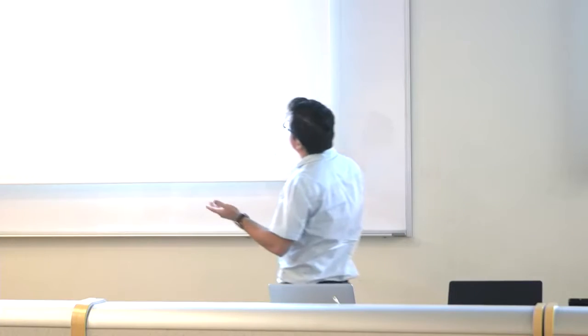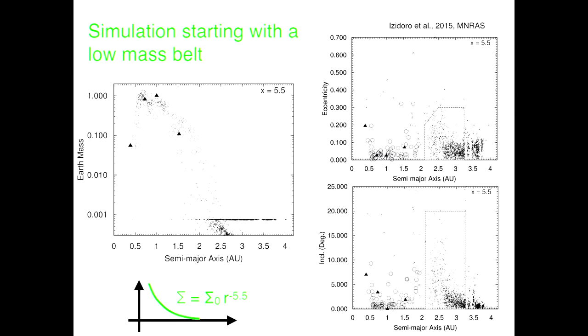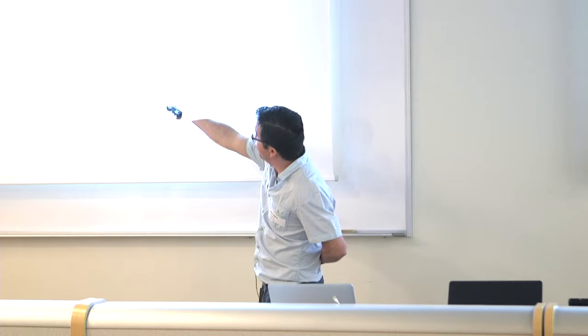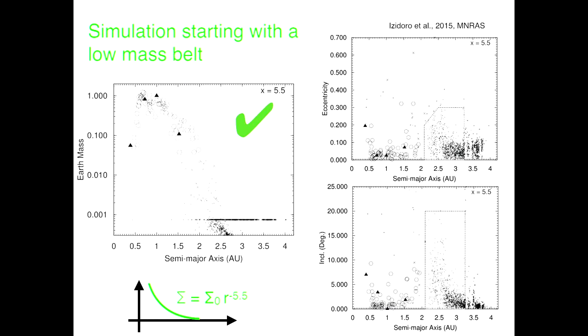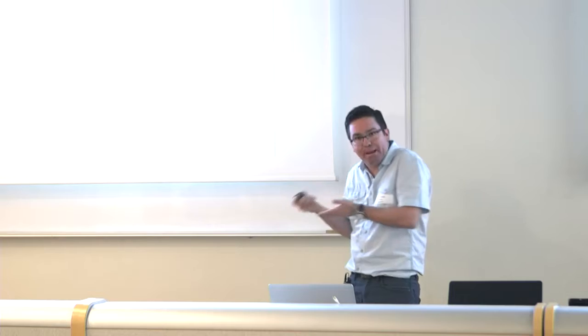So what we did, let's start with a very low mass belt, something like this. So there's very little mass in the belt from the beginning. What we got was like this. You can match quite well the four terrestrial planets: Mercury, Venus, Earth, and Mars. You can see there's no small Mars problem in the simulations because there's very little mass in the belt. Mars is not growing because there's no mass to accrete.